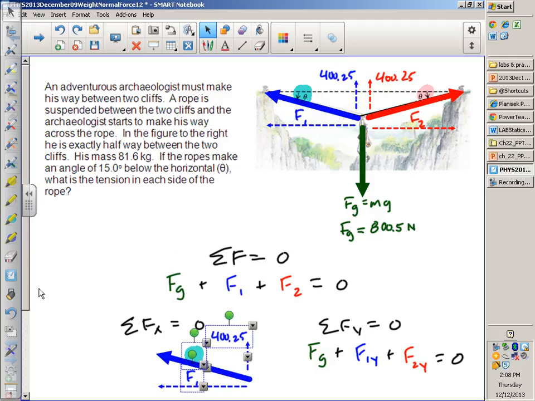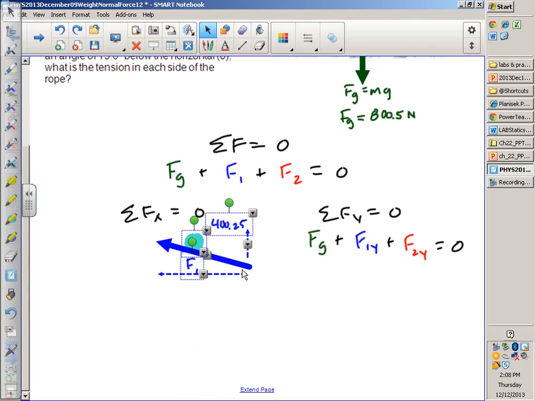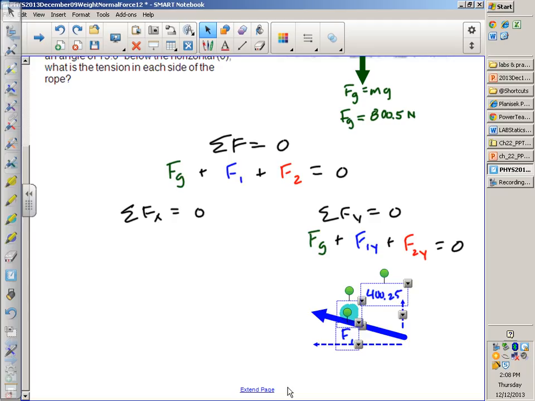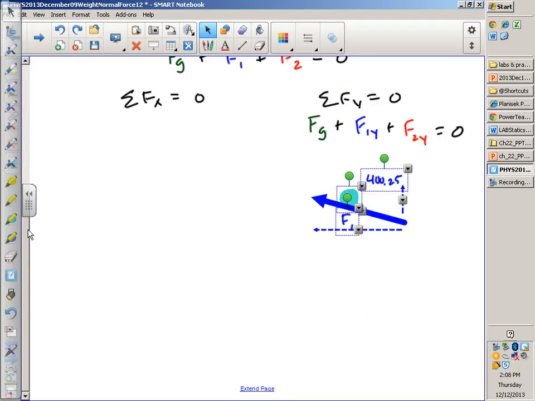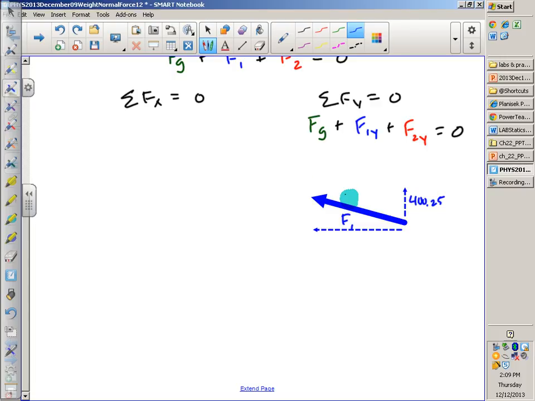Bring this down here. Does it matter whether I take the blue or the red? No, they're the same, right? Whichever tickles your fancy. So we know that this side here was 400.25, right? The problem told us that this angle is 15. We'll bring this component up here. Not that it really matters, right?